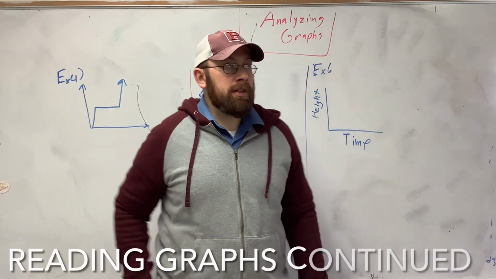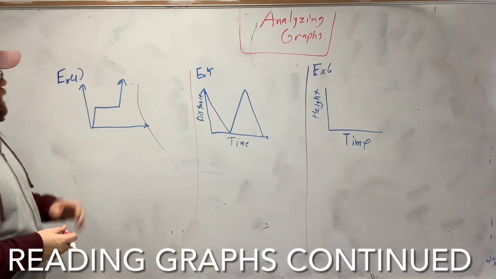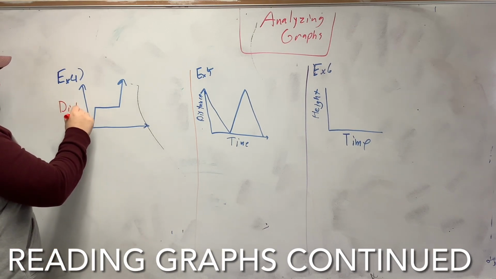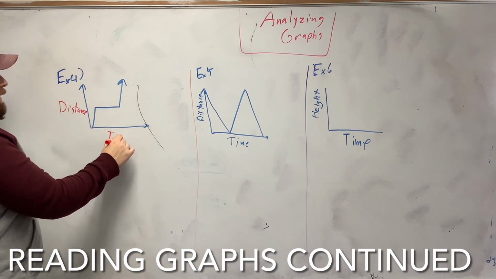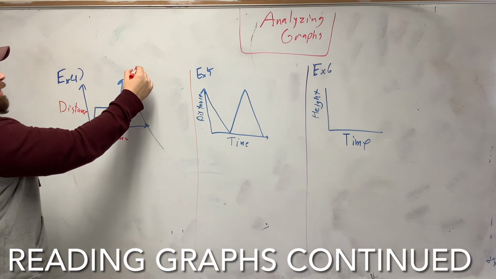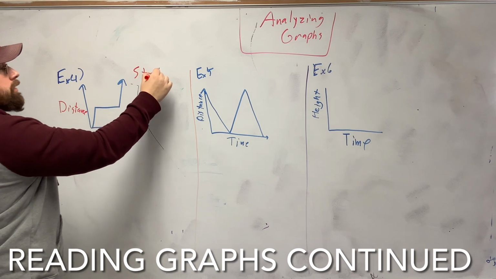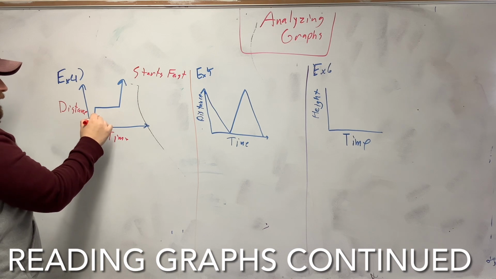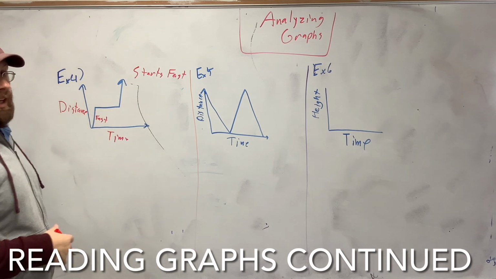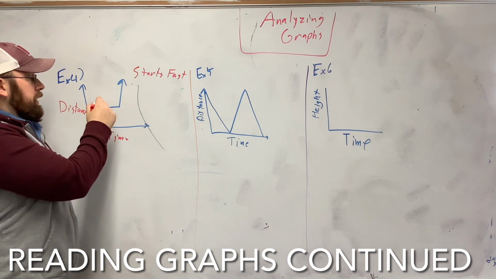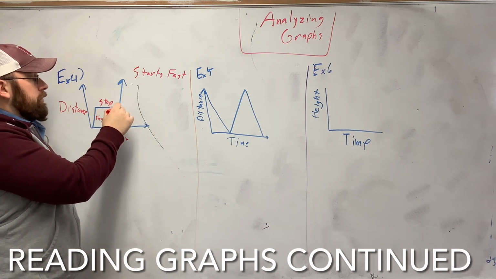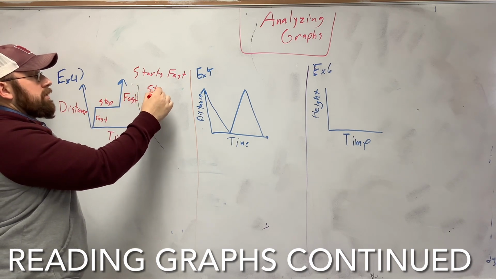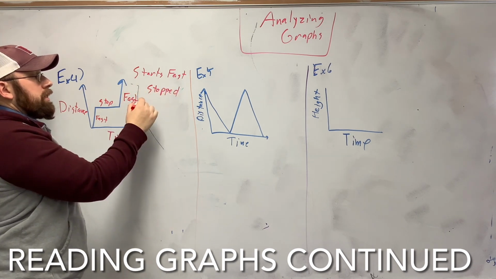All right, here are some more examples of telling stories. So this is distance over time. So what's happening here? So this person starts fast. Now what did we talk about the last time? So here they're fast. Now here, if they're not moving any distance over a given amount of time, they've stopped. But then they start up again this time and they go fast. So start fast, stopped, and then finish fast.